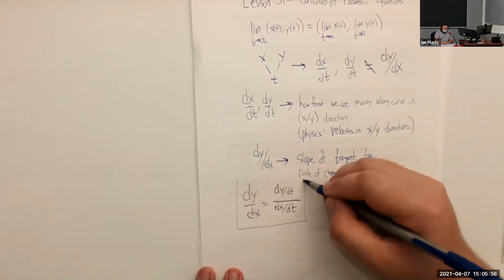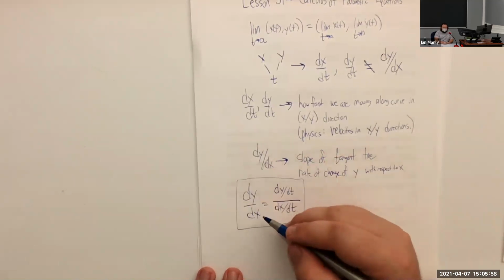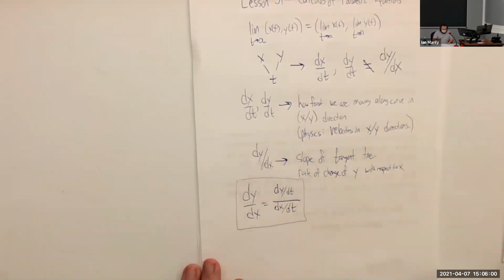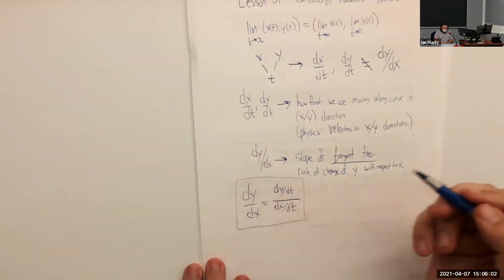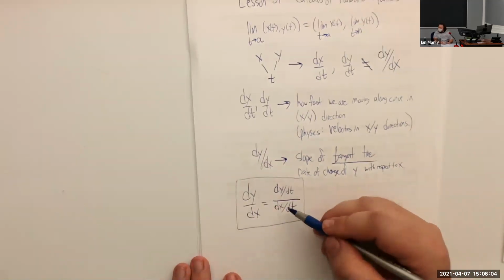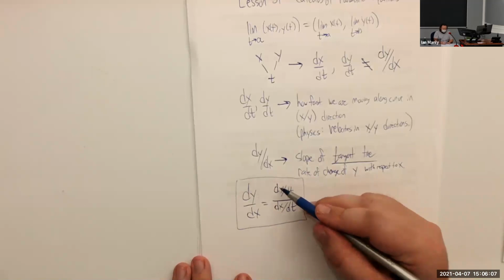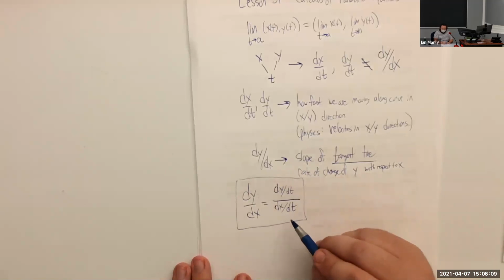So this is going to be our way. If we ever want to get dy/dx, like say maybe we want to find a tangent line, we need dy/dx. Then the way we would get it with parametric equations is by doing dy/dt divided by dx/dt right here.